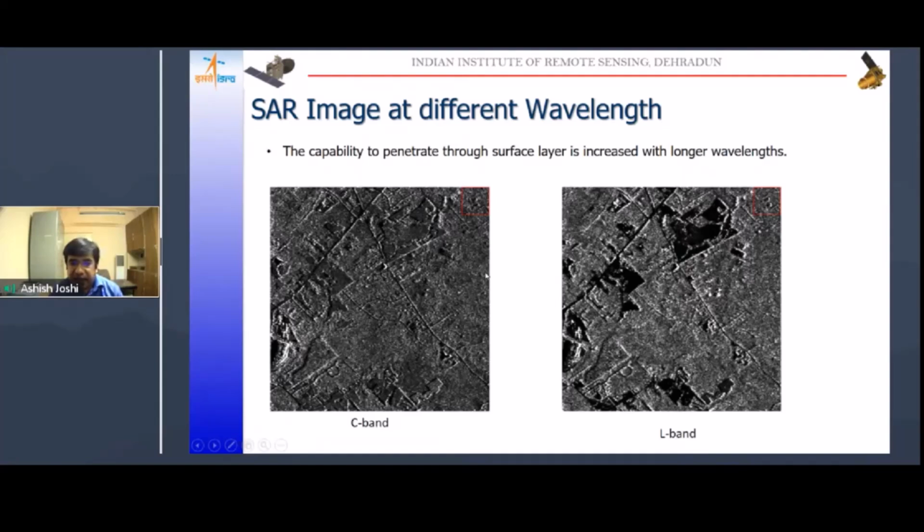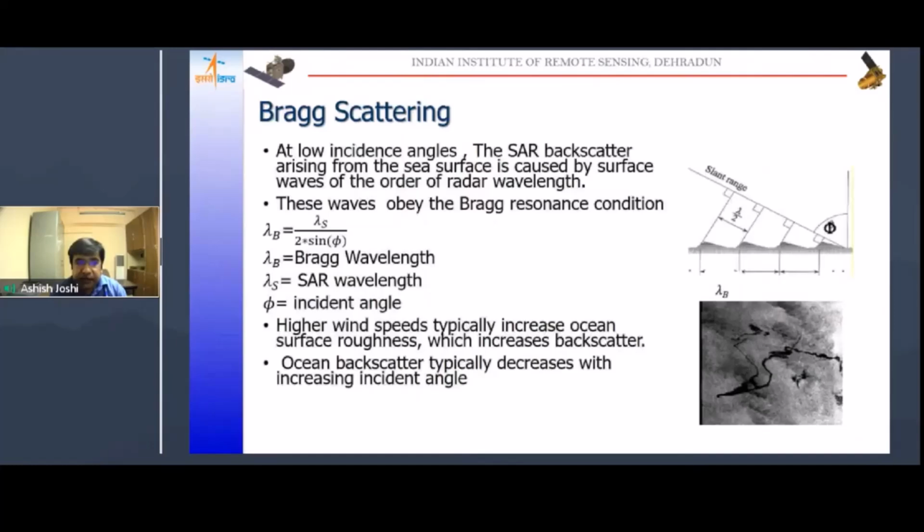As I said, as the wavelength increases, the penetration power increases. So the SAR signal will penetrate the Earth surface. So this surface will look smoother than this surface because it is penetrating the surfaces. This is the appearance of the SAR image in the C band, and this is the L band, because the penetration power increases as the wavelength increases.